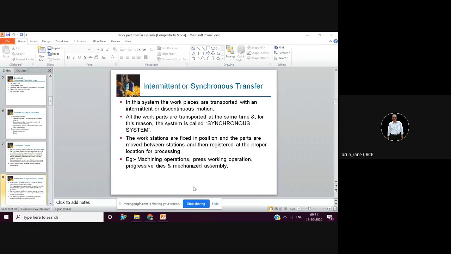Now, intermittent or synchronous, that is discontinuous motion. It will wait for the work at the workstation to happen, and then the components will be moved. Here the conveyor on which the component is mounted is not moving continuously. Typical examples are machining operations, press working operations, progressive dies, etc.